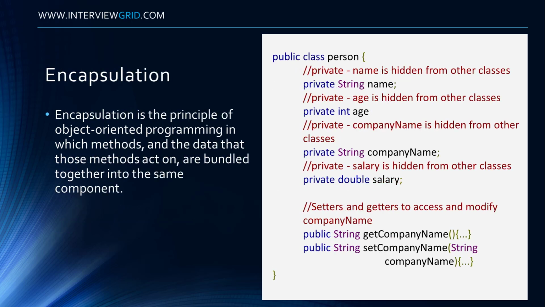Encapsulation. Encapsulation is the principle of object-oriented programming, in which methods, and the data that those methods act on are bundled together into the same component. In Java programming language, related methods and fields are bundled together in classes, instances of which are objects. Encapsulation enables data hiding in Java. That is, the data in one object can be hidden from other objects. Methods act as intermediaries that access and modify the data within its containing object. Objects can access or manage data of other objects by calling methods of the other object.